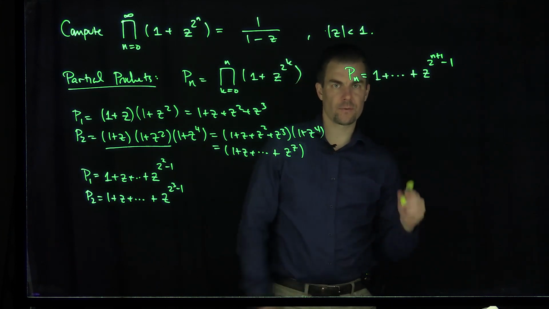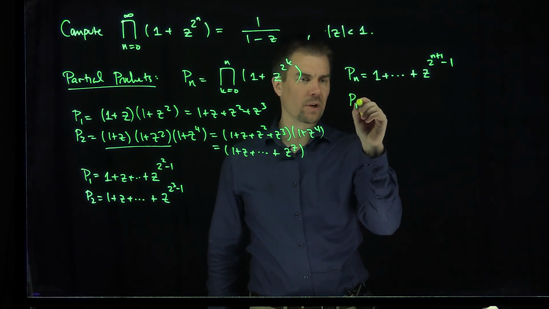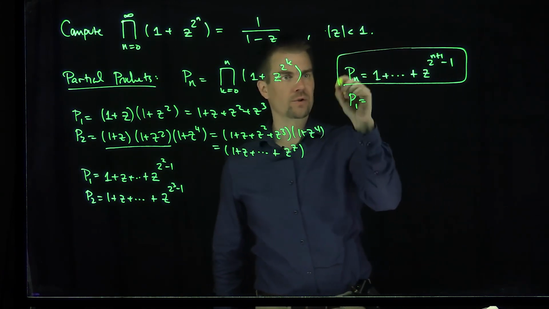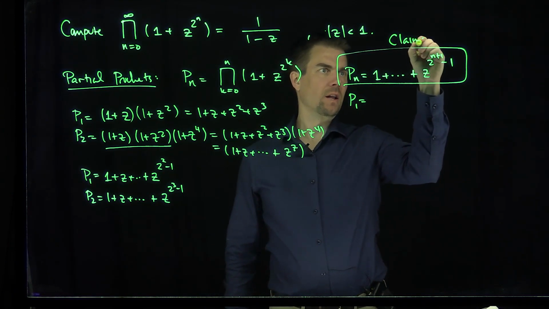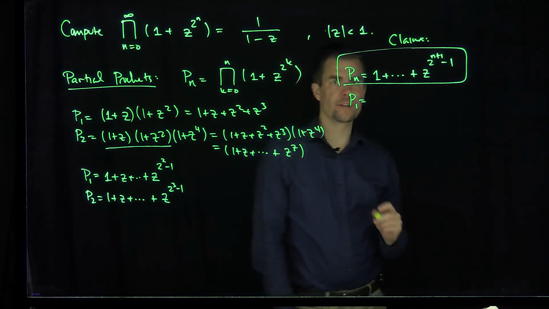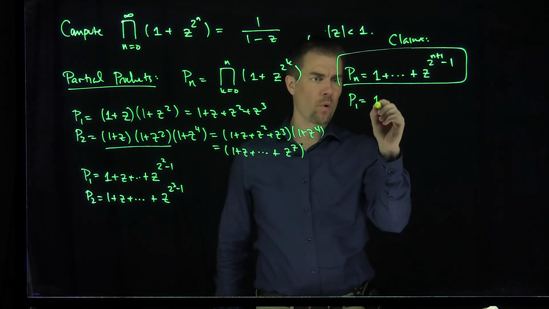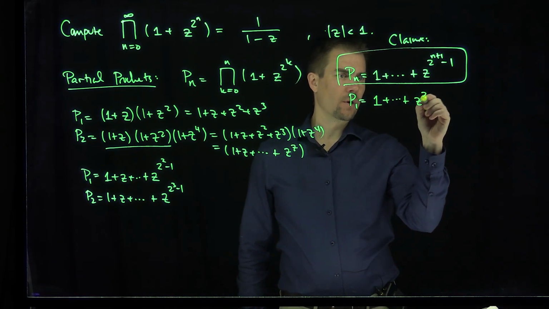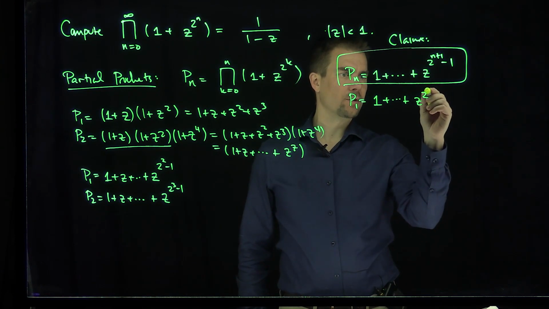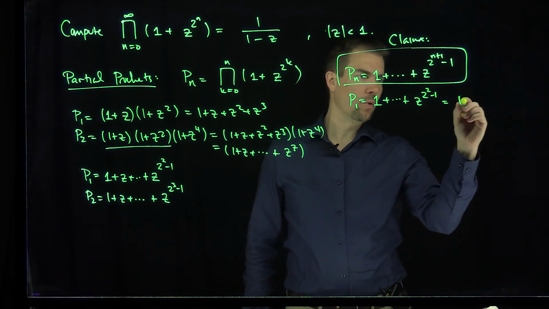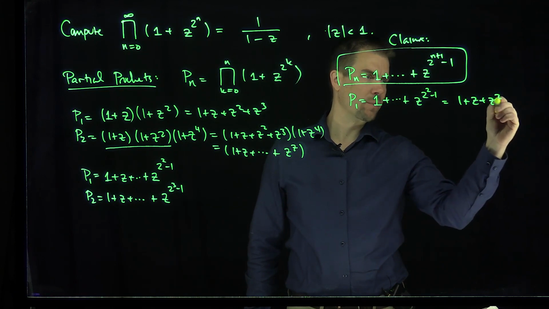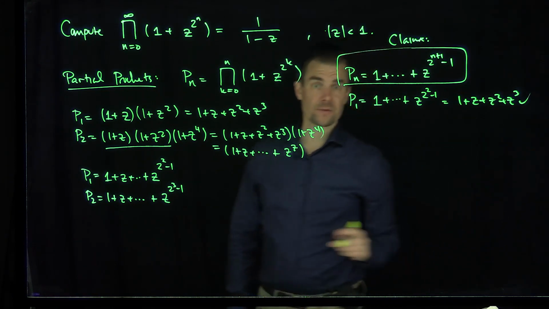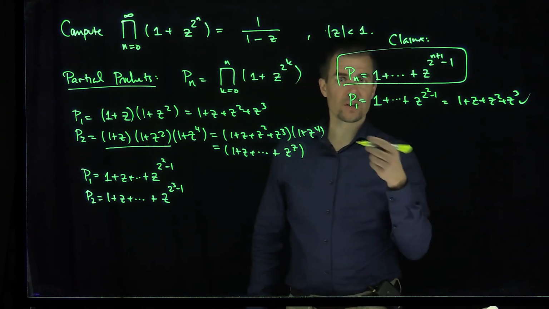And so let's validate this formula. So what's P1, for example? According to this formula, we're going to try to prove this by induction. So that's our claim. And so P1, according to this formula, would be 1 plus all the way up to z to the power 2 squared minus 1, which is just z cubed. So 1 plus z plus z squared plus z cubed, and that formula works out, so the base case works out. And so now let's prove it by induction.